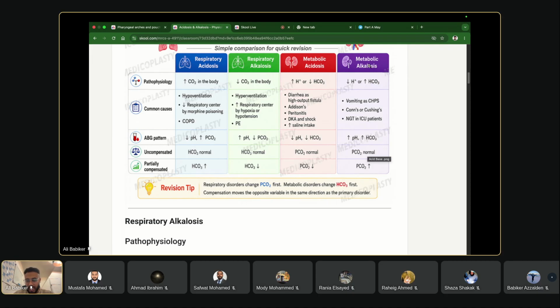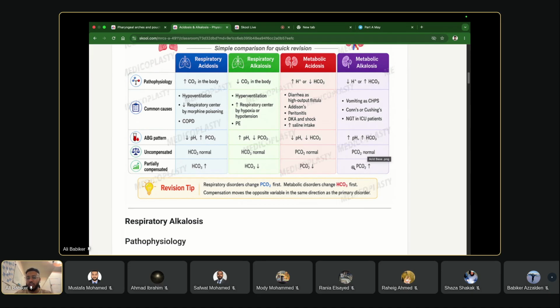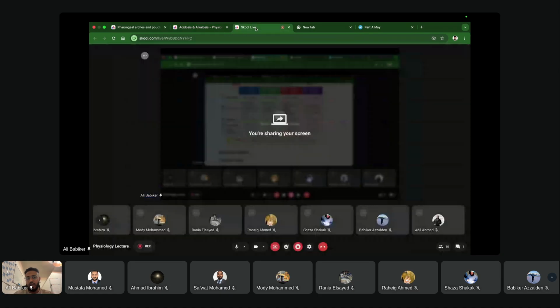Why? Because your body is alkalotic. Your body will try to withhold the CO2. How will the body withhold the CO2? By reducing your ventilation. When your body reduces ventilation, you will keep CO2 inside your body to try to compensate for the metabolic alkalosis.